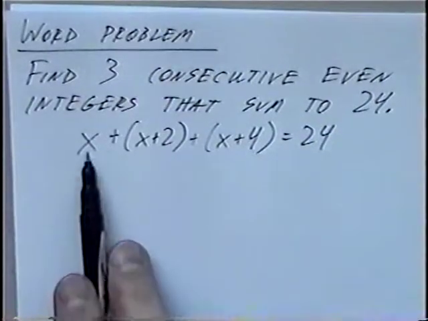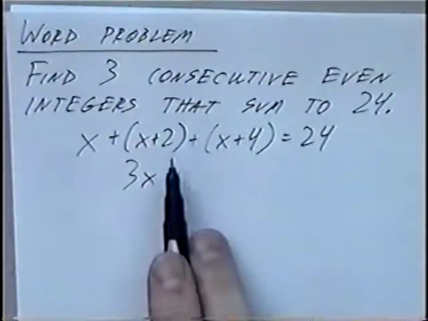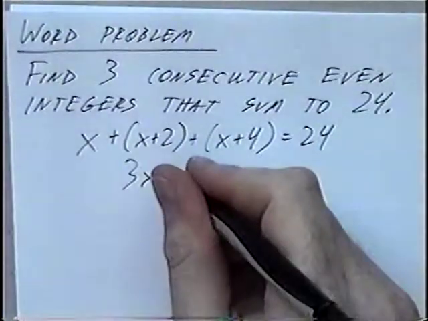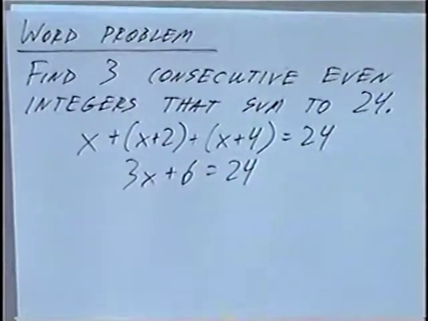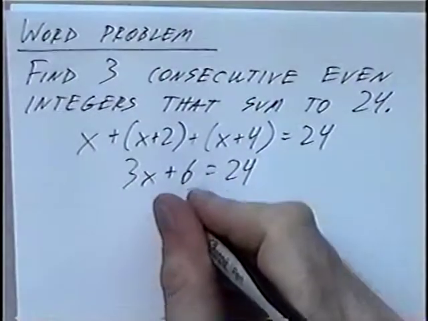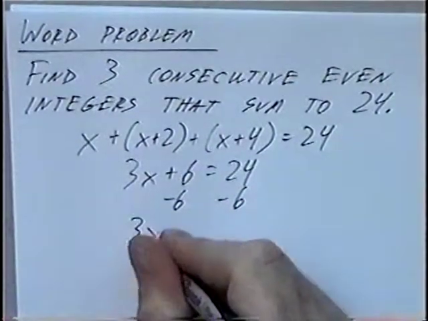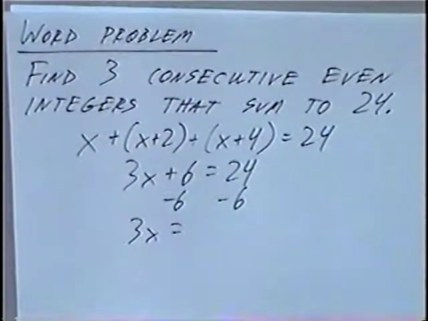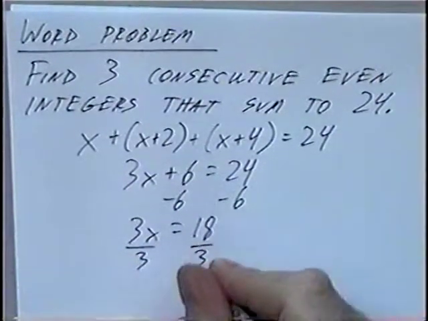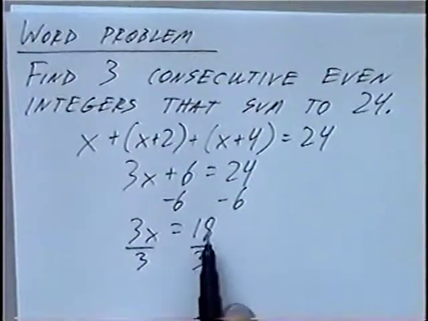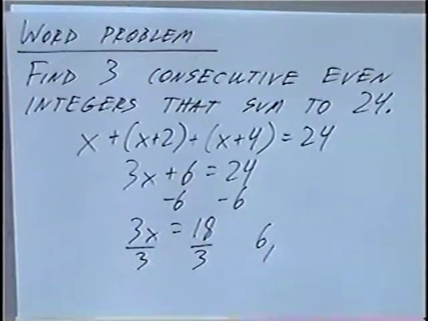Solving this equation, x plus x plus x would be 3x, 2 plus 4 would be 6, equals 24. Solving from here, we can subtract 6 on both sides. So 3x equals 18. Dividing by 3, we'll have our first answer: 18 divided by 3 would be 6.